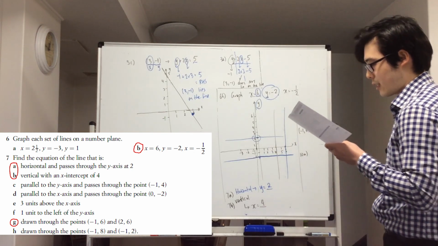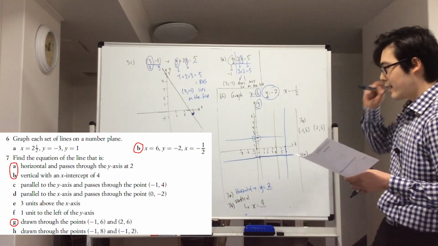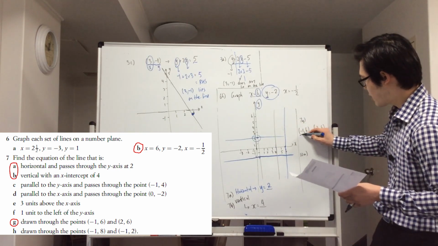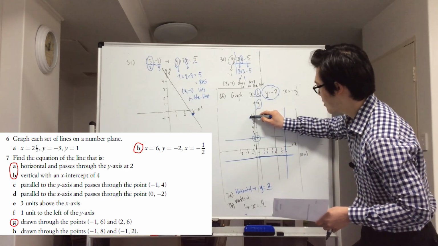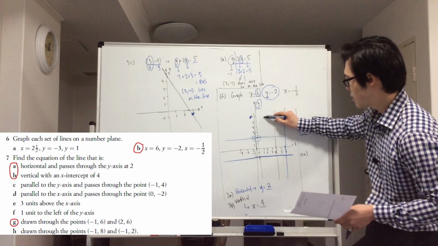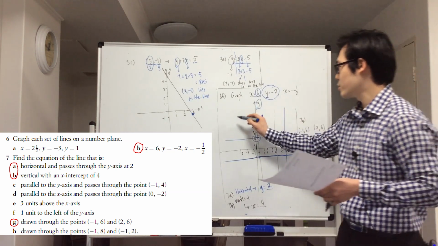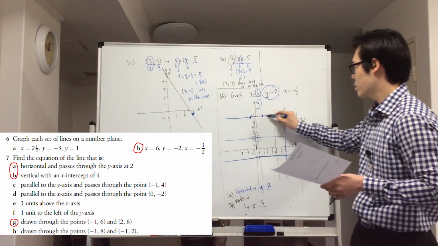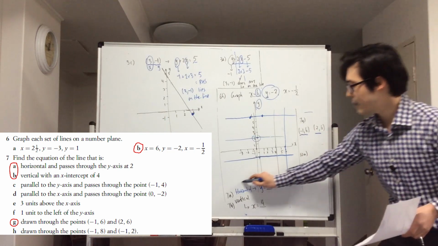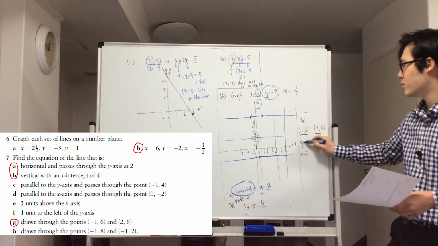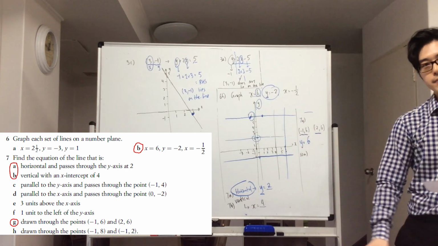How about 7g? Drawn through the points minus 1 and 6, 2 and 6. That one's a bit hard to tell unless we graph it out. Let's plot these points. Minus 1 and 6 is here. 2 and 6, that's here. So it says a line drawn through those points. What is it? It's a horizontal line. So we've established if it's horizontal, it has to start with y equals. And what value does it go through? 6. So that's your answer.